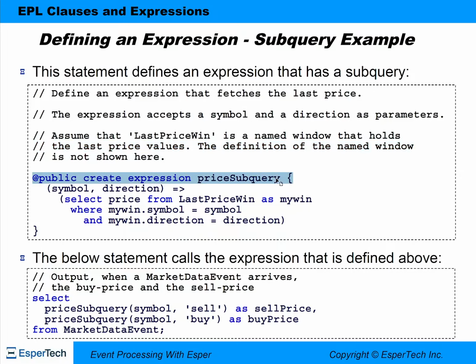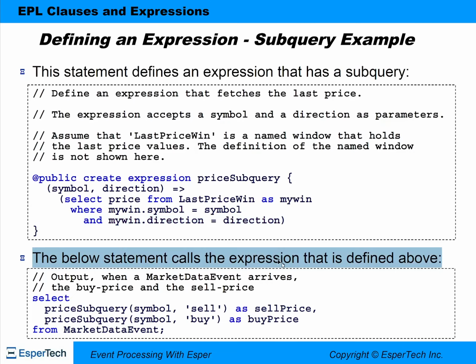At public. Create expression price subquery. Curly braces. Parenthesis. Symbol. Comma. Direction. Goes to. Parenthesis. Select price from last price win as mywin where mywin.symbol equals symbol and mywin.direction equals direction. The below statement calls the expression that is defined above.